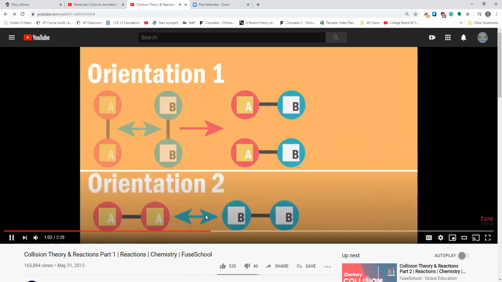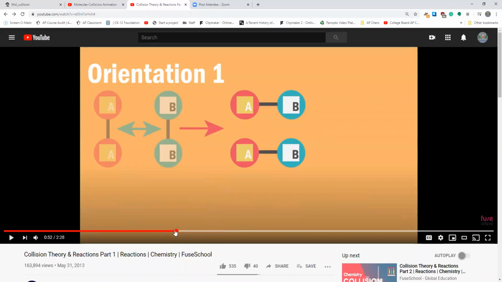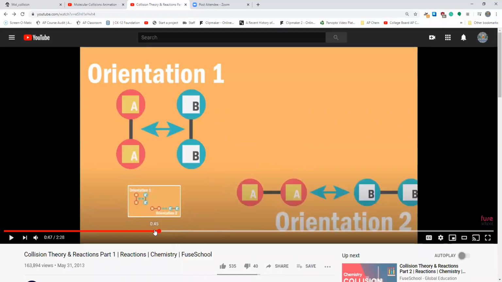But look at the other one, okay? Look at this one. We had no reaction because they didn't have the correct orientation. They didn't collide like this over here. So let's go back and see it. Okay, so let's look at the correct orientation. When they collide like that, that's the correct orientation. These bonds over here break and new ones form.